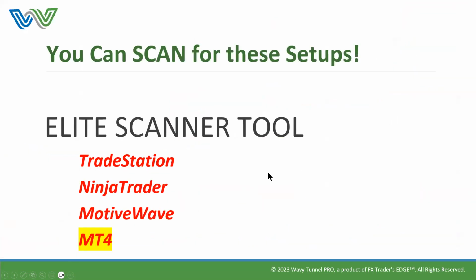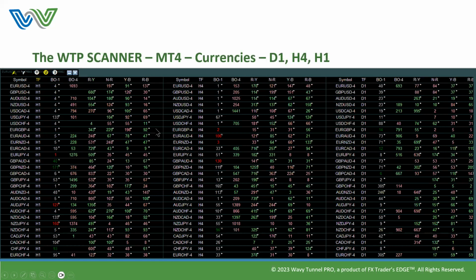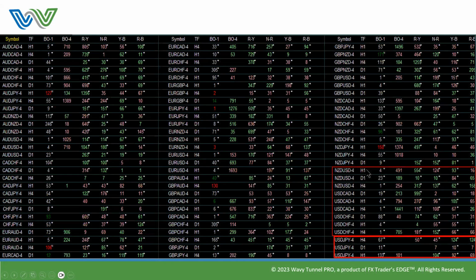So MT4 is another platform that we use. Let's just skip on. This is what it looks like. It's a different type of scanner. And I'm looking at all of the currency pairs, and the daily, the 4-hour, and the H1. I'm going to zoom in on these dollar pairs. Why? Because I see high numbers under the breakout 1 column. This means that we're at the end of a move. Okay, we're at the end of the move. And then I have dollar yen because we have some trend line breaks here. So these are some dollar pairs.